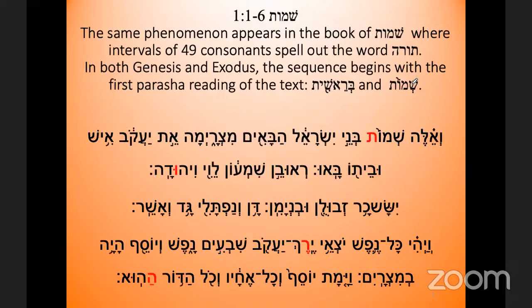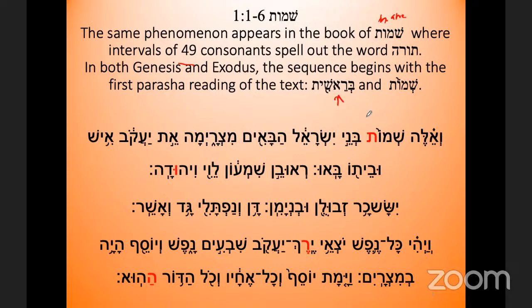Okay, so then we see the same phenomenon appears in the book of Shemot, which is Names, also the name of the book of Exodus, where intervals of 49 consonants spell out the word Torah. In both Genesis and Exodus, the sequence begins with the first parashat reading and also the name of the text. So since we're heading into Yom Kippur and Sukkot, and then after Sukkot, we begin again at Bereshit.